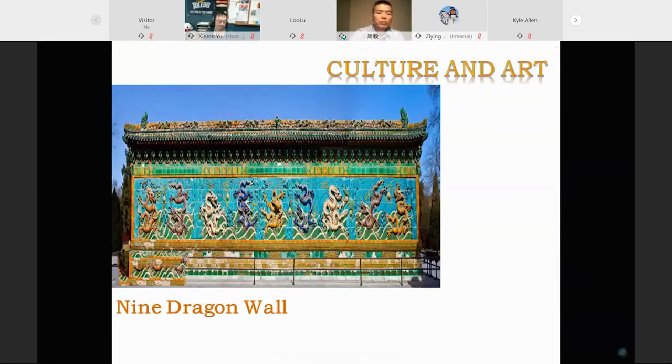And when you visit Forbidden City or Gugong, its name is Gugong, there is a 9 dragon wall. 9 dragons. Let's count how many dragons there. 9 dragon wall is a wall scroll of 9 dragons, and it's a superb masterpiece in dragon architecture.